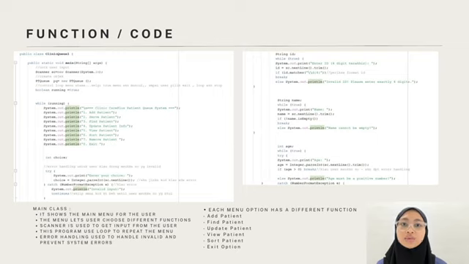And then here we use try and catch to handle errors. If the user enters wrong input, the program will not crash. Instead, it shows an error message and asks the user to try again.